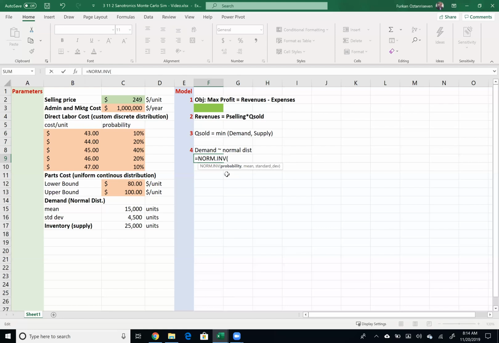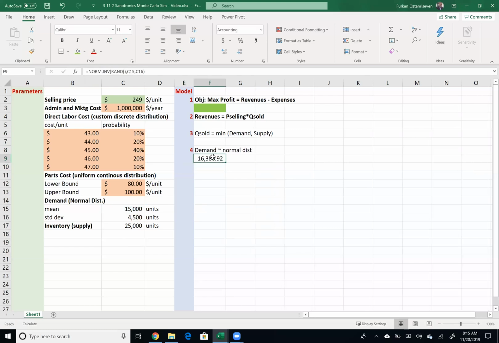Excel is asking me the probability. So I would like to generate these probabilities randomly, rand function. Then comma, Excel is asking me the mean or average, which is right here. Then Excel is asking me standard deviation, which is right there. Okay, so this will generate a random number for you, demand. This random number though is not an integer, so I need to deal with that problem.